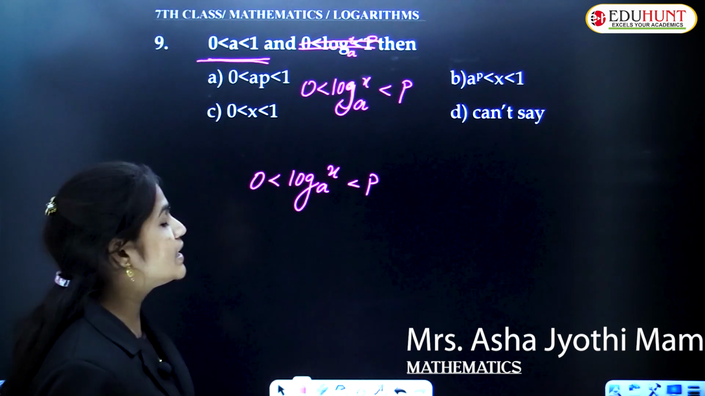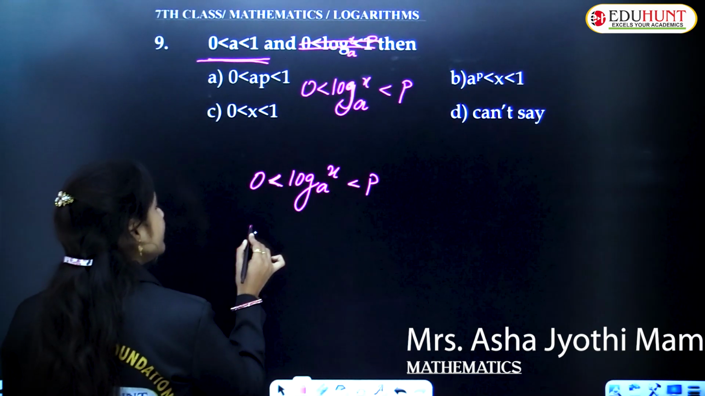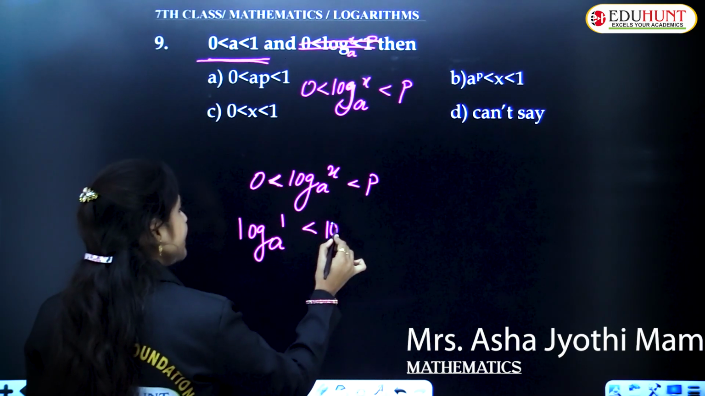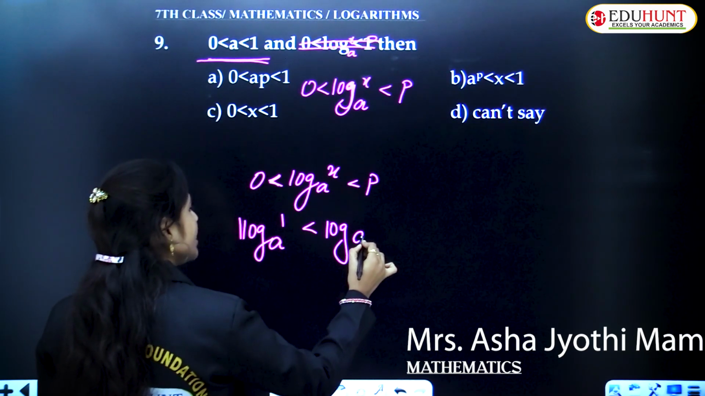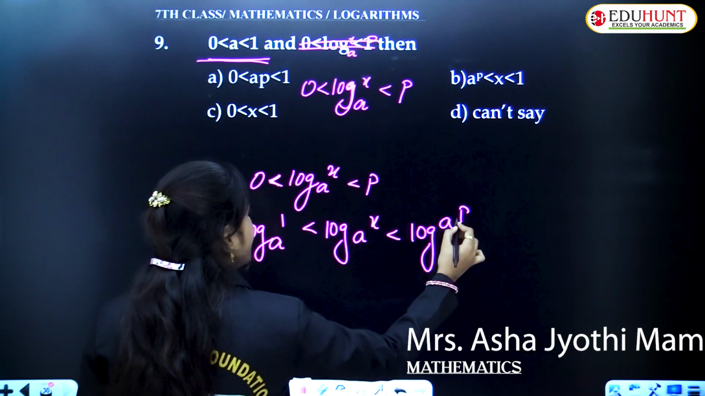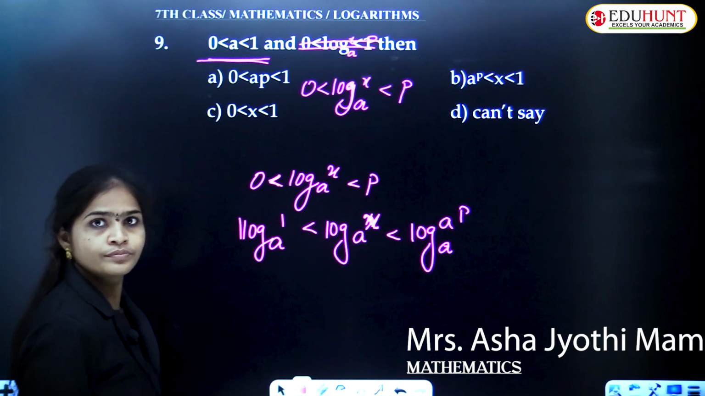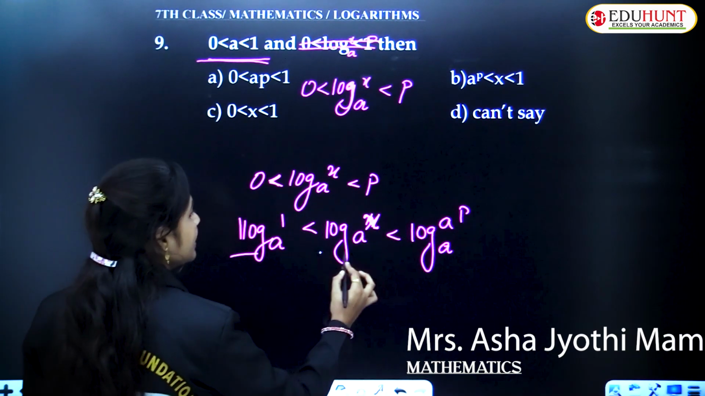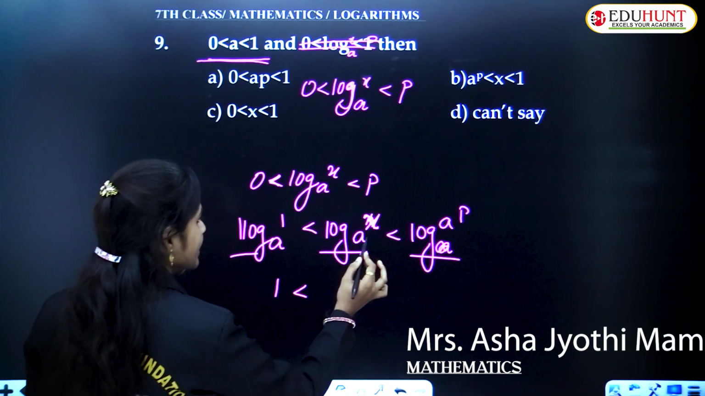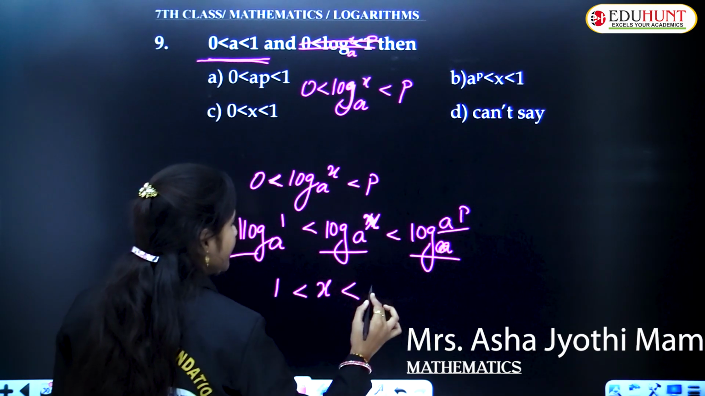Previously, while we discussed these conditions, I told you how to write 0. We can write 0 as log 1 to the base a is less than log x to the base a is less than log a power p to the base a. Yes or no? So here remove all the logarithmic values. 1 is less than x is less than a power p.